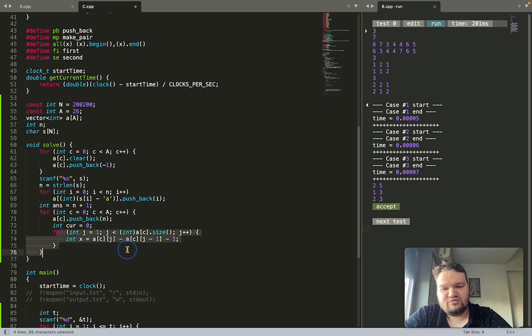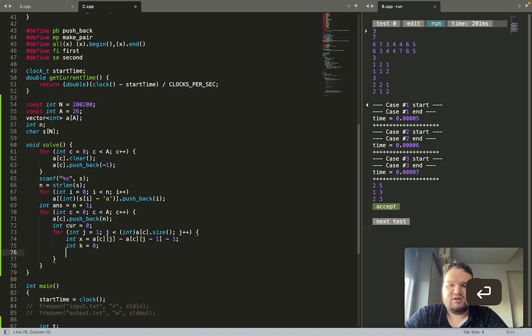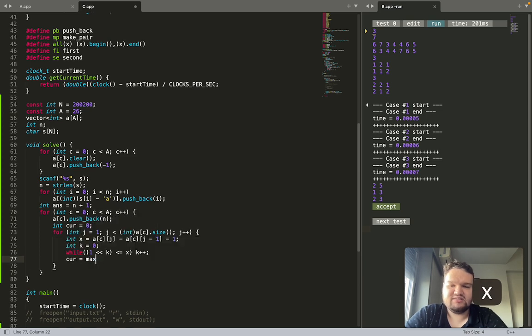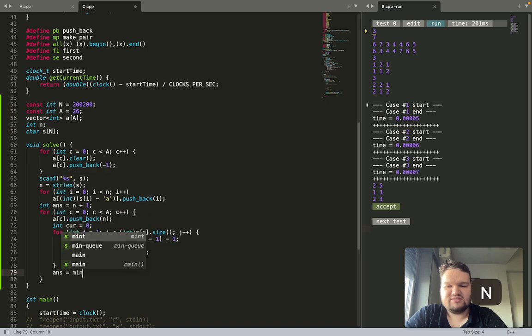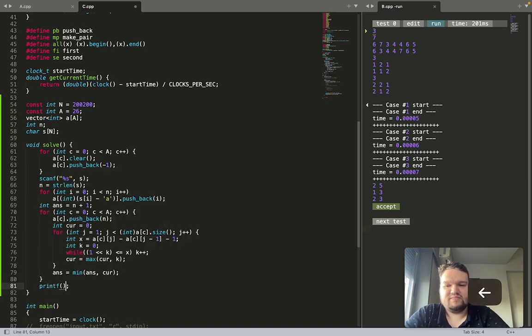Now I iterate over the segments, and for each segment, this is its length, and I want to find the first power of 2 that is strictly greater than this length, and update the current answer with it, and then update the answer with the minimum of answer for this character, because I can choose which character I will use.